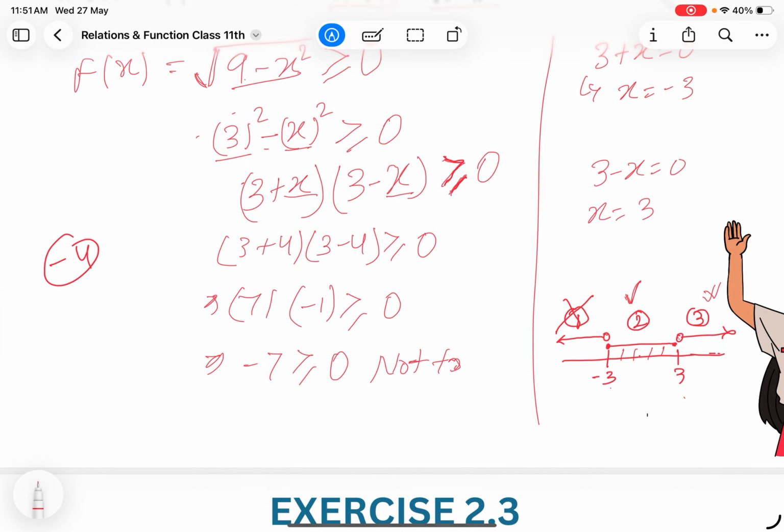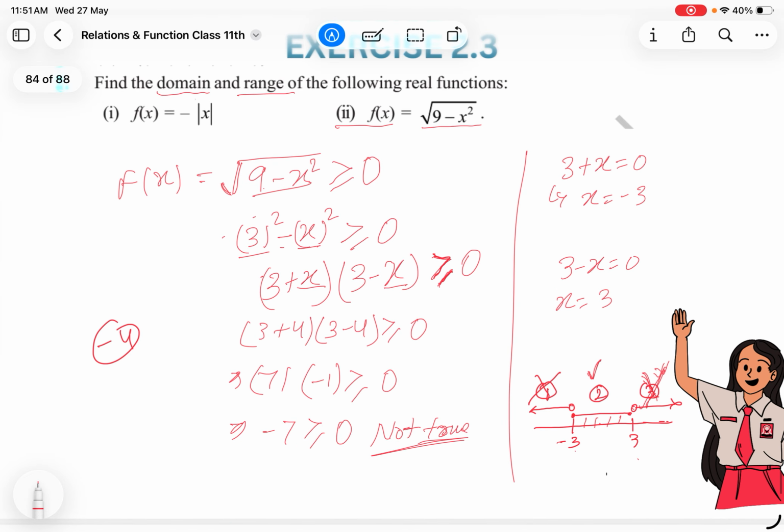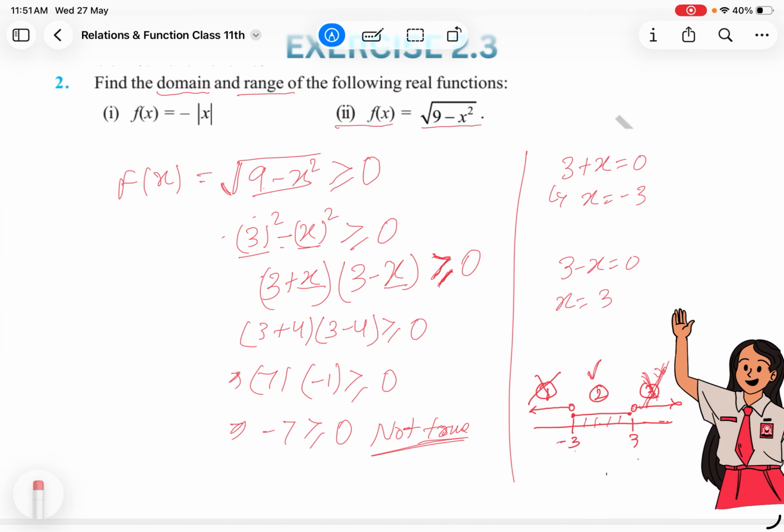Not true. True. Okay, so this will also be cancelled. So we have only one interval, that is minus 3 to 3. So what is the question? The question is saying find the domain and the range. So what is domain? You know what domain is? Domain is input x.